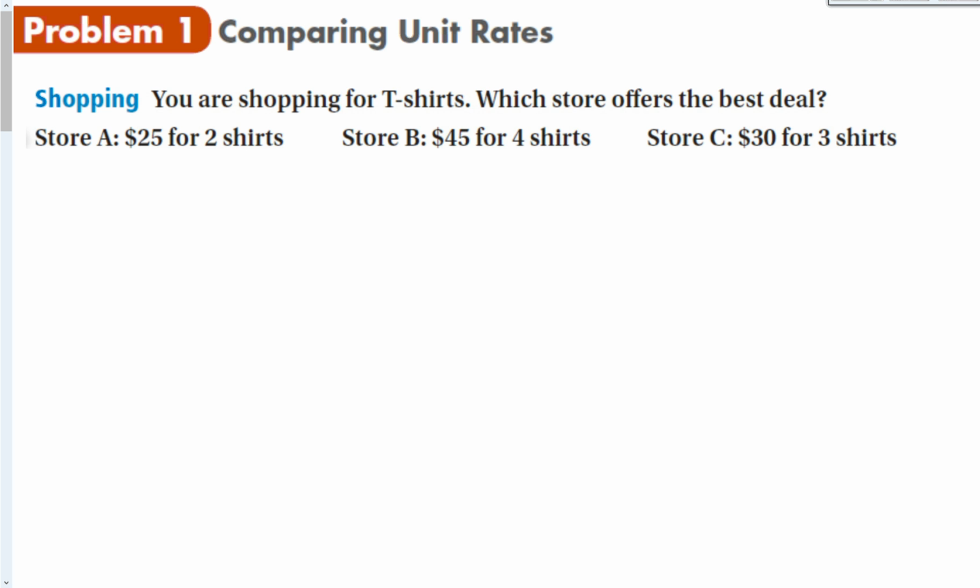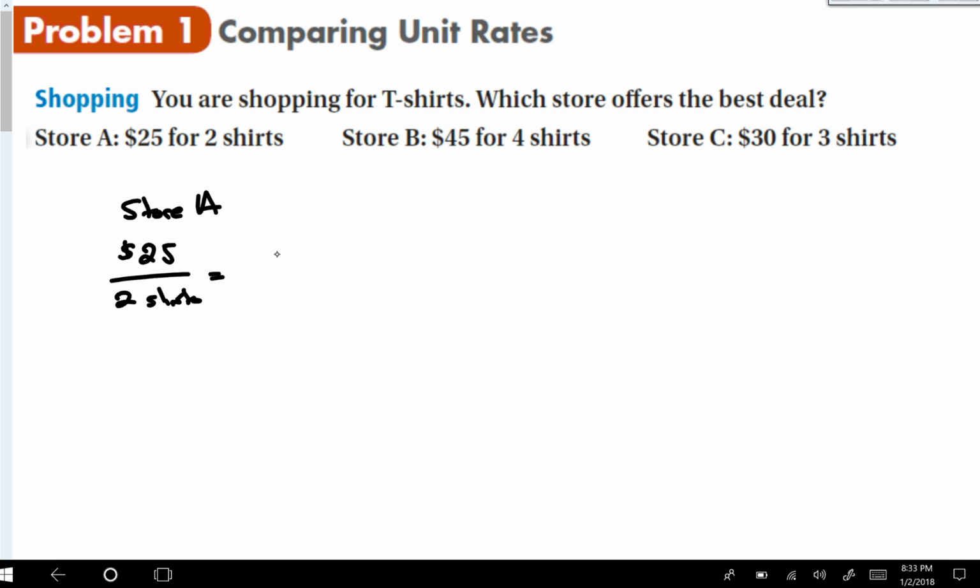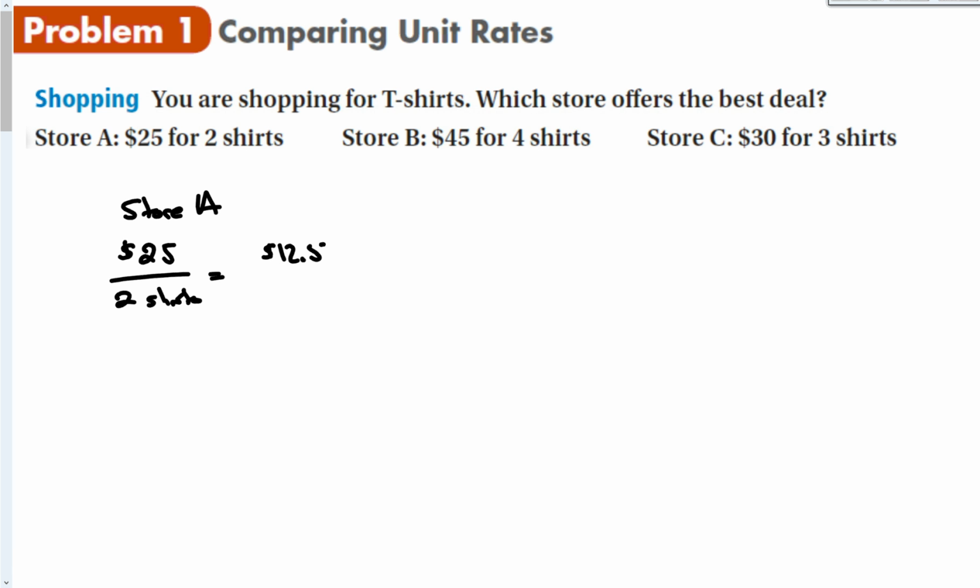Well, in order to figure it out, we're going to write each price as a ratio, and then write the ratio as a unit rate to compare them. So store A, we're going to have $25 for 2 shirts. And if I simplify that to a unit rate, divide the 25 by 2, I get $12.50 for 1 shirt. That's a unit rate, because it compares something to 1.